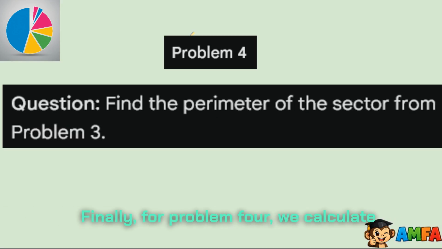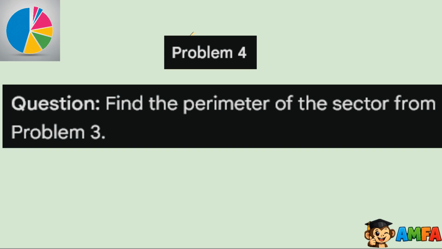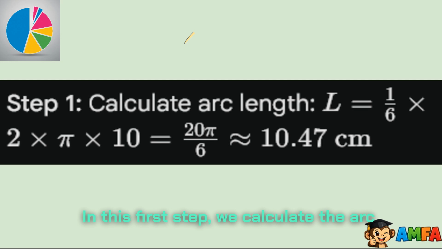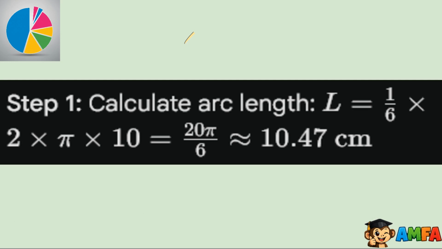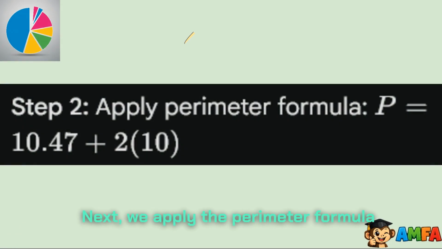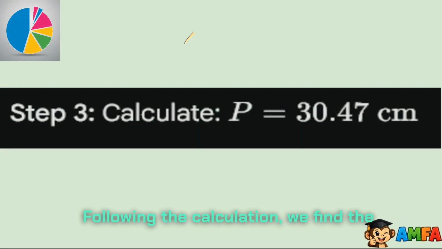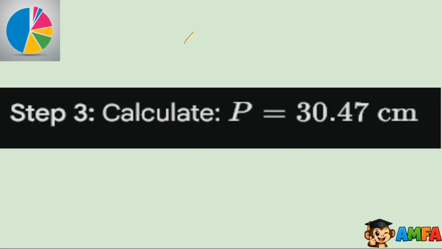Finally, for problem 4, we calculate the perimeter for the sector described in problem 3. In this first step, we calculate the arc length of the sector. Next, we apply the perimeter formula by adding the arc length to 2 times the radius. Following the calculation, we find the perimeter is approximately 30.47 centimeters.